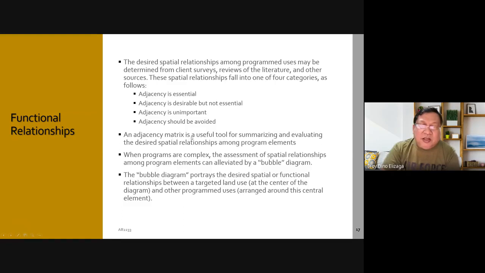Adjacency matrix, okay, that's what they call it, is a useful tool for summarizing and evaluating the desired spatial relationships among programs and elements. And it says here that when programs are complex, the assessment of spatial relationships among program elements can be achieved by a bubble diagram. So in your case, you required both proximity matrix and bubble diagram. In some projects, only the proximity matrix or adjacency matrix is enough. But if it becomes complicated, you may either have both or you can just have the bubble diagram. And it says here that the bubble diagram portrays the desired spatial or functional relationship between the targeted land use, which you will put in the center, and the other program uses, which we will put all around.